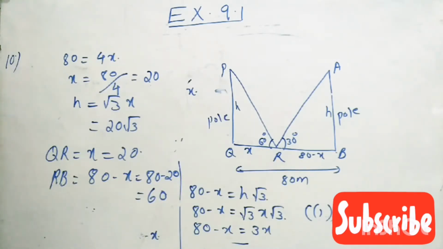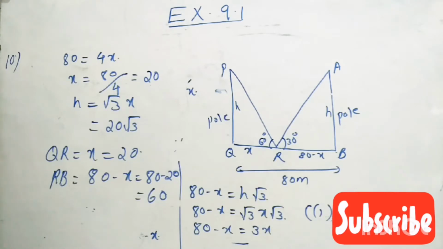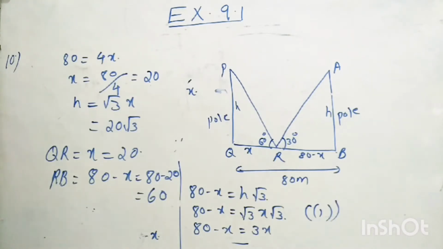Hence, the heights of the poles are 20 root 3 each and the distances of the point R of the road from the poles are 20 meter and 60 meter respectively.